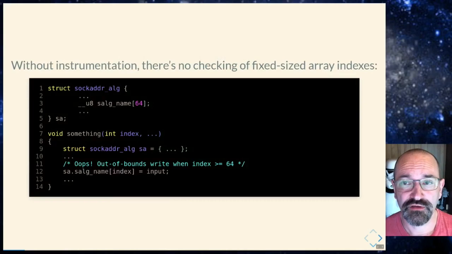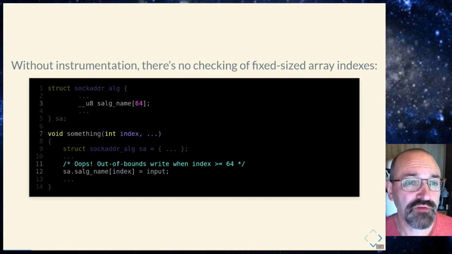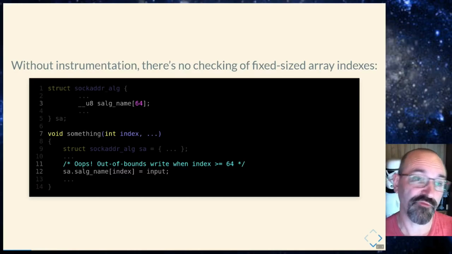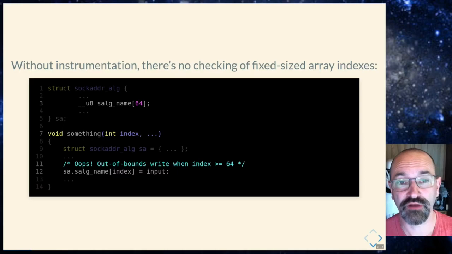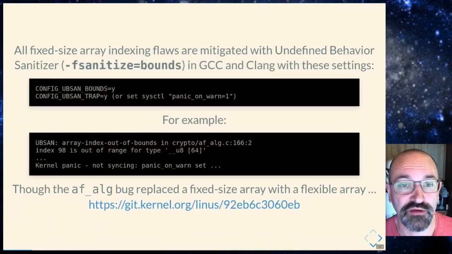Without any instrumentation, there's no checking of array indexes. The compiler will happily just convert it into a pointer and try to read or write. In this example, I've got a structure with a member, salg name, that is 64 bytes. In some usage of it, you have some variable index, and it's just going to get dereferenced and nothing is checking it. So this might be less than 0 and it'll read stuff before the structure member, or it's greater than 64 and it starts reading or writing past the end of it. This is the common pattern for that type of flaw.